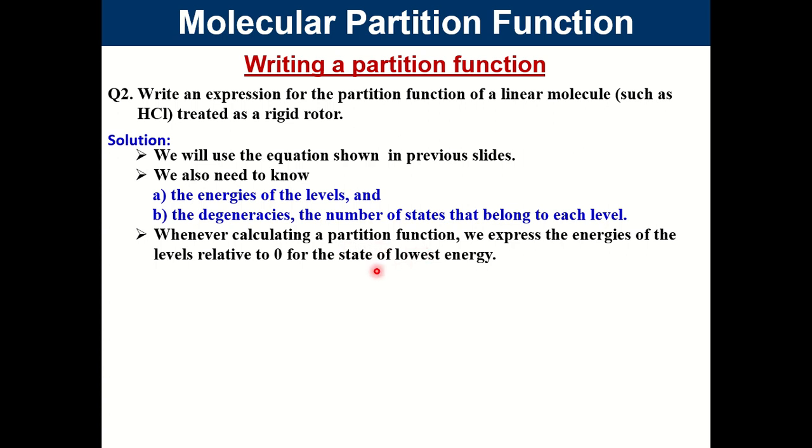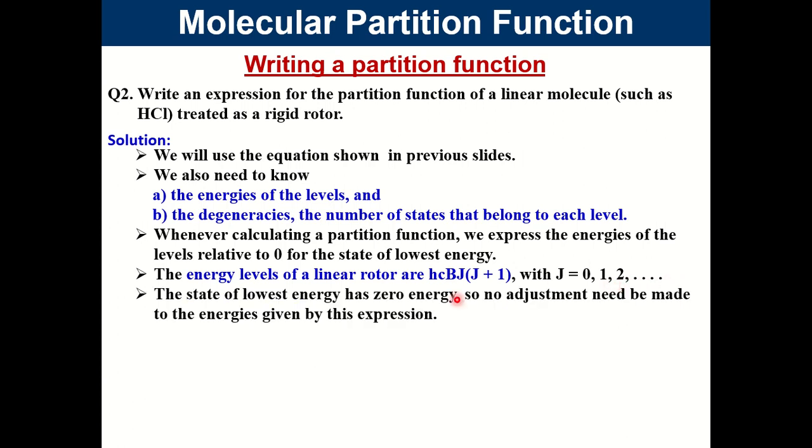For the partition function, we express the energy of the levels relative to 0 for the state of lowest energy. The energy levels of a linear rotor can be given by hc B J(J plus 1), actually B bar if we are expressing in cm inverse, where J is the rotational quantum number, 0, 1, 2 and so on. The state of lowest energy has 0 energy in this case. When you put J equal to 0, this whole term will be 0, so we don't need any adjustment. Remember, we will require adjustment when we deal with vibrational energy, because even when the vibrational quantum number is 0, you have certain energy left with the system.